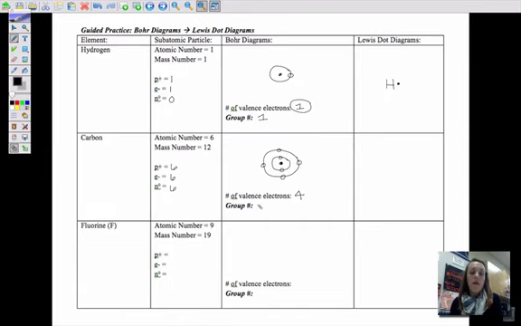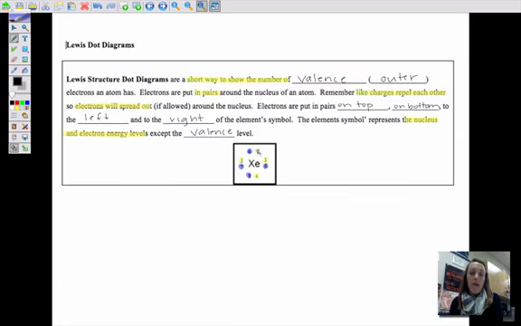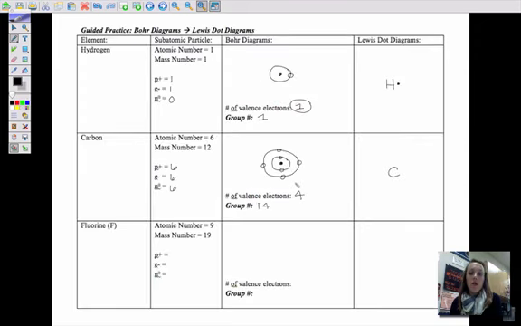Conveniently, carbon's also in the 14th column. So everyone in group 14 has 4 valence electrons. When I do my Lewis dot diagram, I'm going to draw the element symbol, which is C for carbon. And if I look at my model up here, we'll go 1, 2, 3, 4. We'll go all the way around. So with my 4 valence electrons, we're going to have 1, 2, 3, 4 dots.